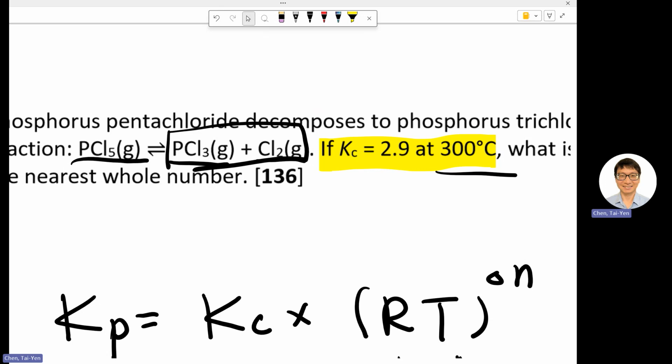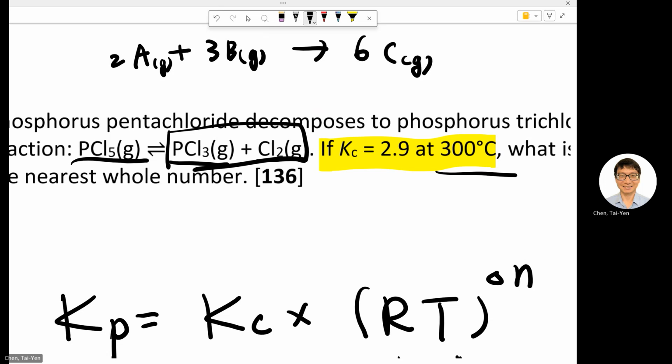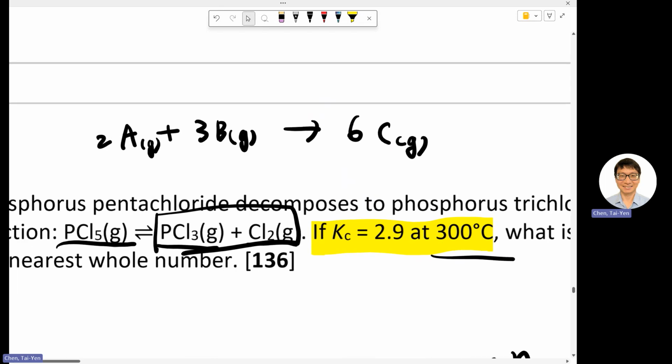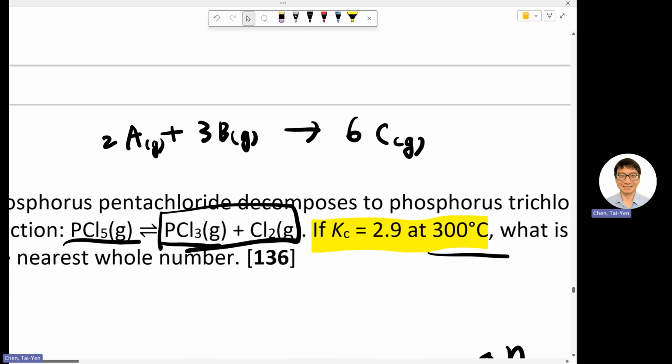Okay, so let's say you have something else. Let's say this is the equation that you have, where A, B, and C are in the gas form. The delta N here will be what? 6 minus 5. Okay, is that clear? All right, any other questions?